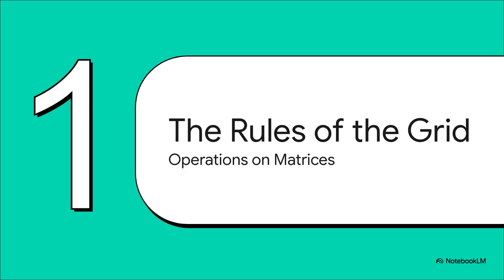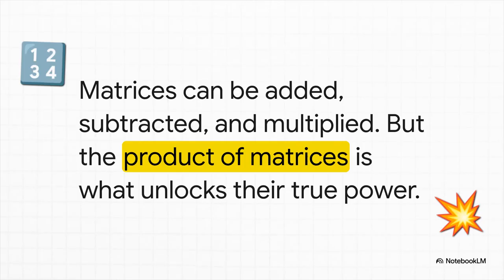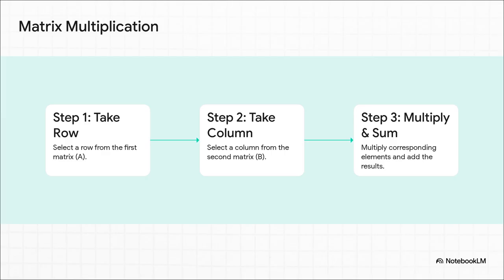Okay, so we've got everything neatly packed away into these grids. But now what? What can we actually do with them? Let's get into the rules of the road. I mean, sure, you can add and subtract them. That's pretty straightforward. But the real magic, the operation that lets us do all the cool stuff, like transforming data and solving these huge problems, is multiplication, and it follows its own very specific, very powerful pattern. And that pattern is all about a rhythm.